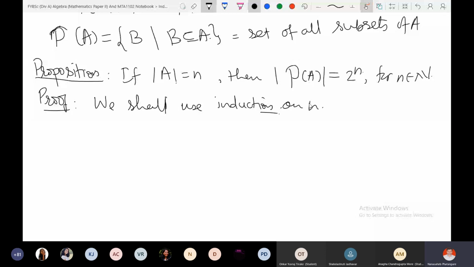Well, so suppose the cardinality of A is equal to n. Suppose A has n elements, that is, A contains n elements.